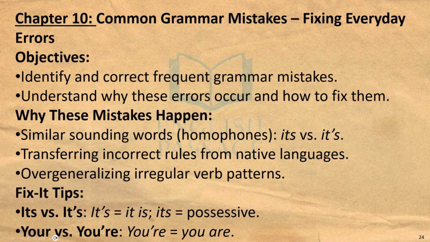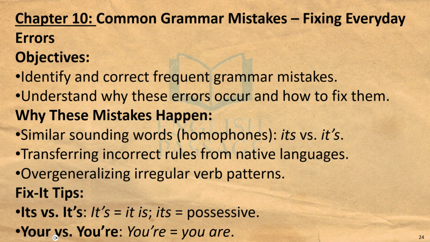Chapter 10. Common grammar mistakes, fixing everyday errors. Objectives: identify and correct frequent grammar mistakes. Understand why these errors occur and how to fix them. Why these mistakes happen. Similar sounding words, homophones, its versus it's. Transferring incorrect rules from native languages. Overgeneralizing irregular verb patterns.